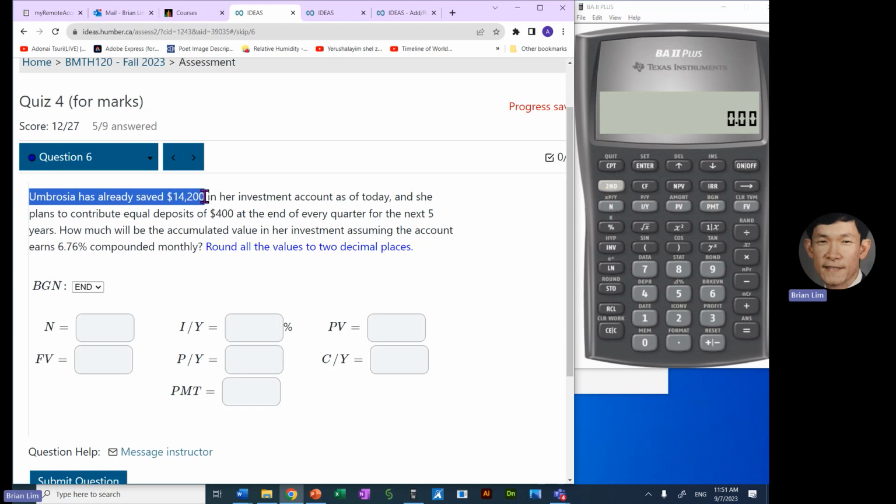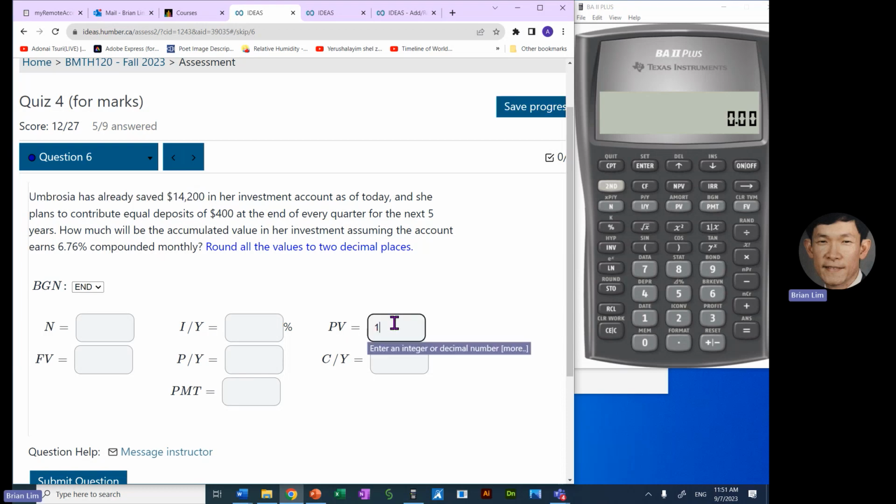Ambrosia has already saved $14,200. So it means there is some money in Ambrosia's account of $14,200. So that's the present value as of today. He plans to contribute equal deposits of $400 at the end of every quarter. So end of every quarter means CY is 4, and the payment is $400 for the next 5 years. How much will be the accumulated value?